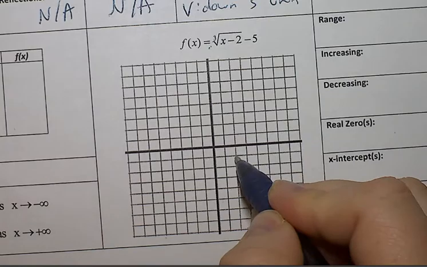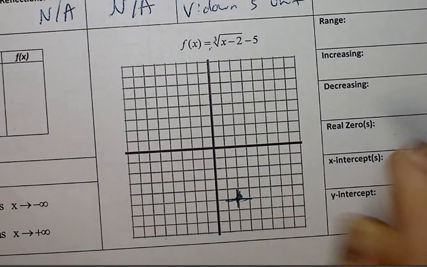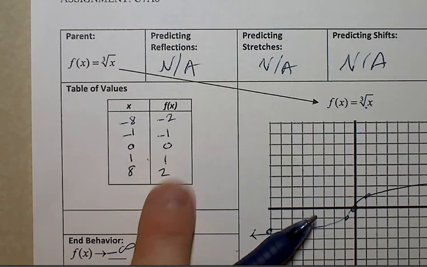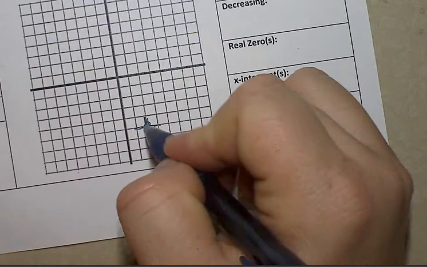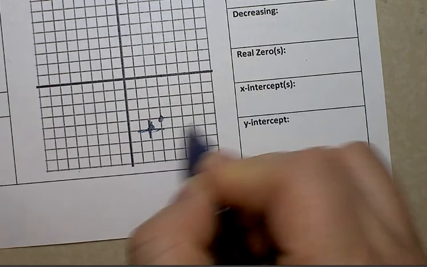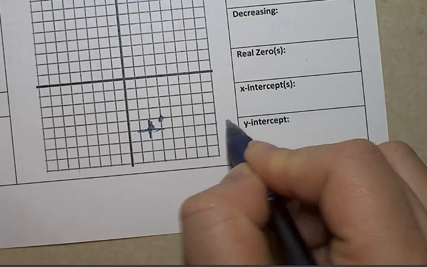1, 2, 3, 4, 5. There's no problem with using a calculator, but I'm going to go through and use this pattern. So the pattern is (0, 0), (1, 1). Now I'm going to count 8 to the right: 1, 2, 3, 4, 5, 6, 7, 8, and I'm going to go up 2.